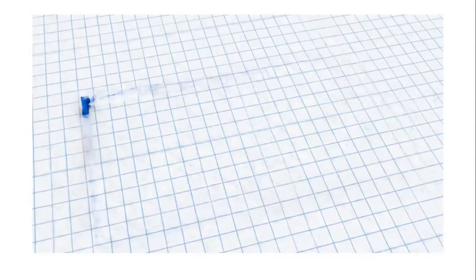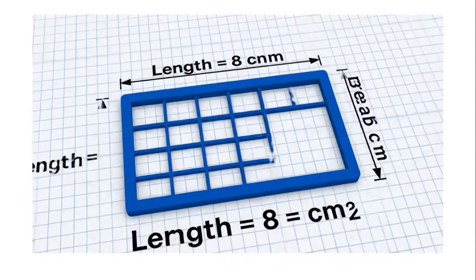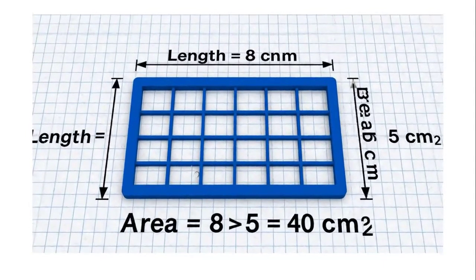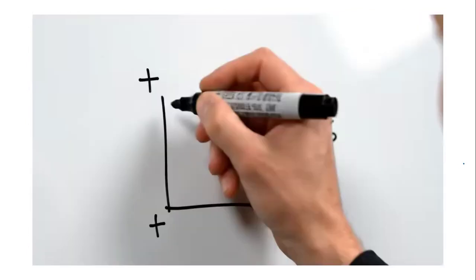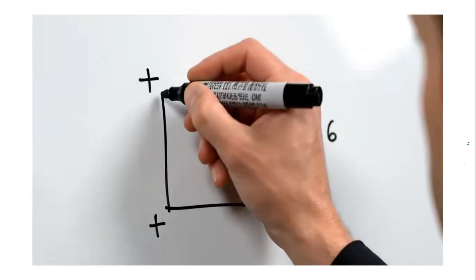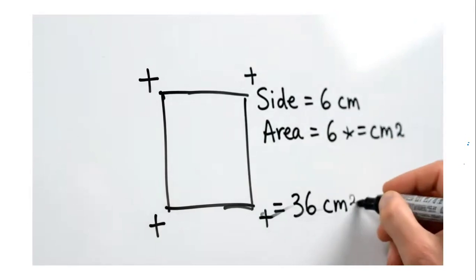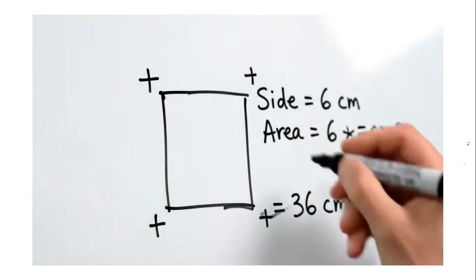Area of some figures. This is a rectangle. Area of a rectangle is equal to length into breadth. Similarly, area of a square is equal to length into length. For example, if we take side as 6 centimeter, 6 into 6, 36 centimeter square is its area.